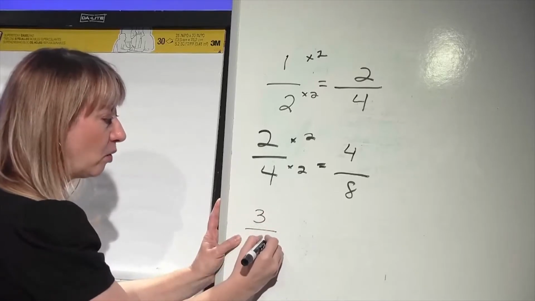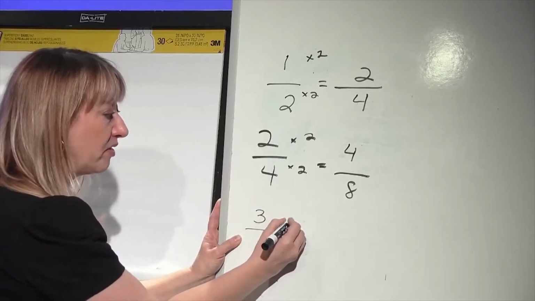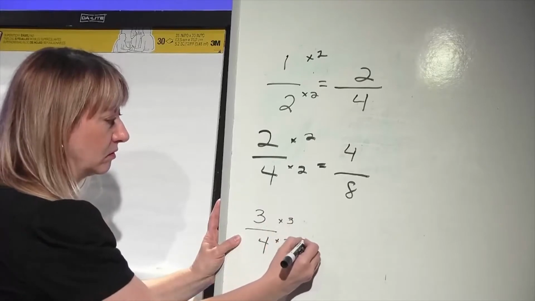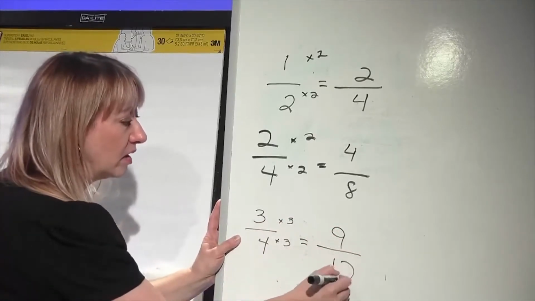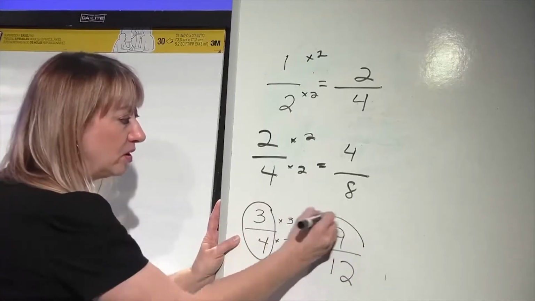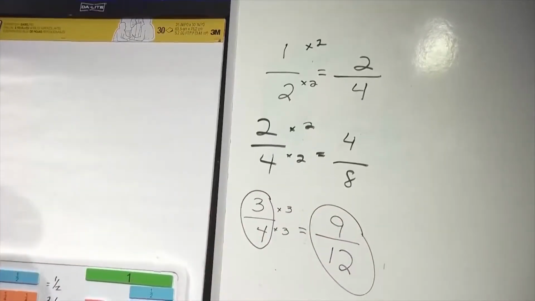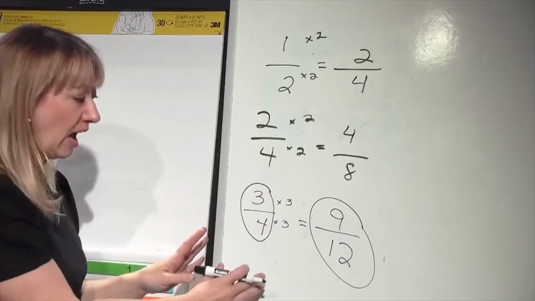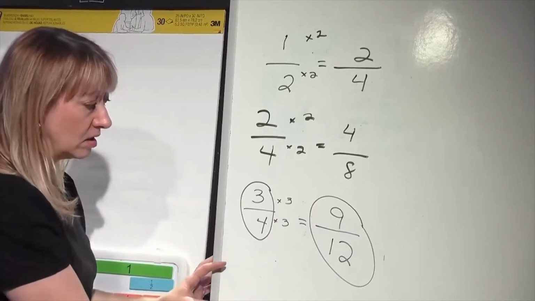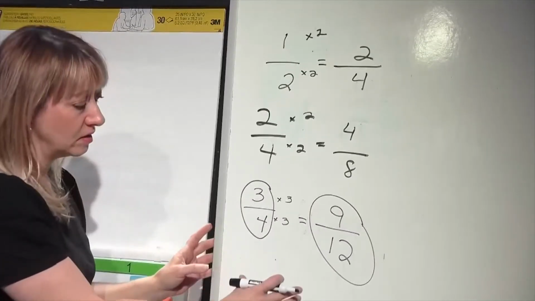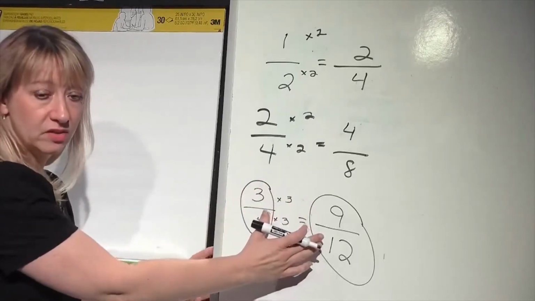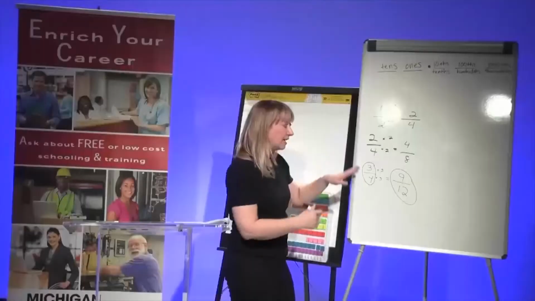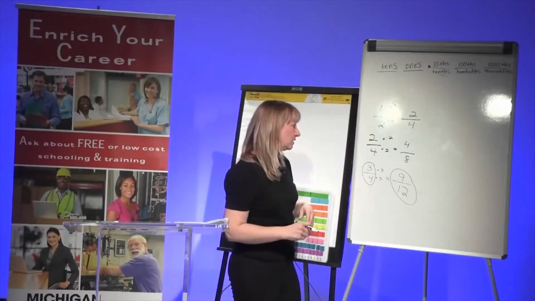If I have 3/4, if I multiply them both by 3, 3 times 3 is 9, 4 times 3 is 12. That means that 3/4 and 9/12 is the same thing. If I were to draw out 2 rectangles, the top one divided into 4ths, this one divided into 12ths, 3/4 is the same thing as 9/12. It's just a matter of dividing the unit into smaller pieces.